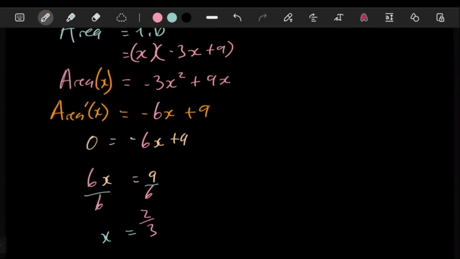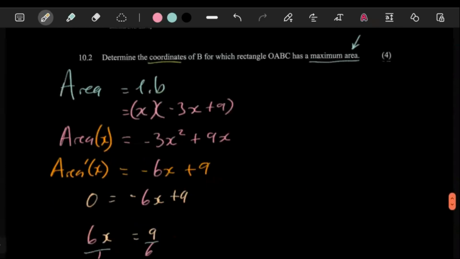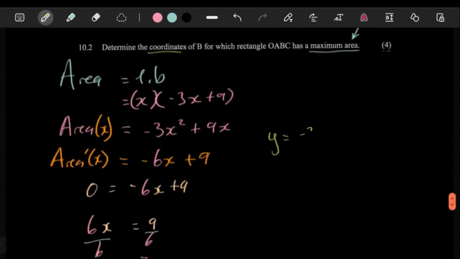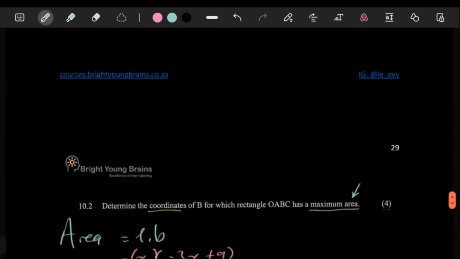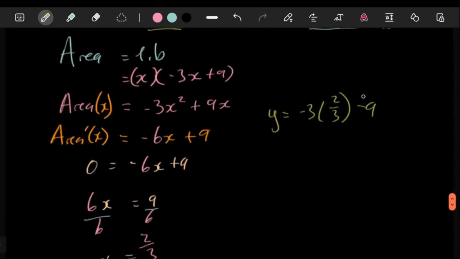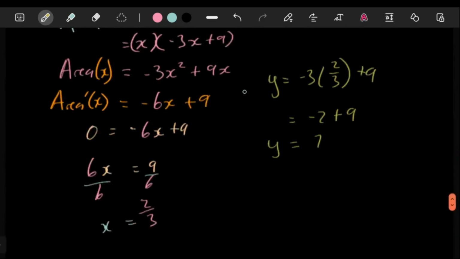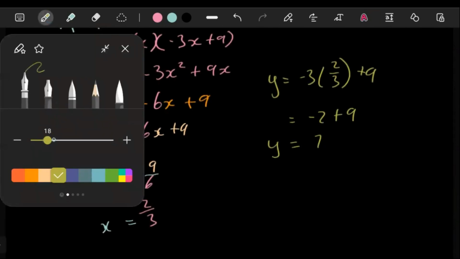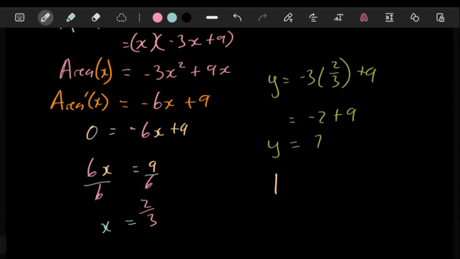So that's the x value. We need a y value also, because the coordinate has the x and the y. For y, we make x equal to 2/3 in negative 3x plus 9. So negative 2 plus 9 is 7. It means the coordinate of B is 2/3 and 7. So let's keep moving forward.